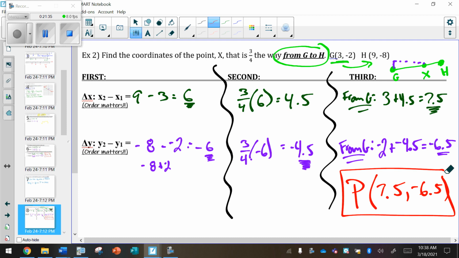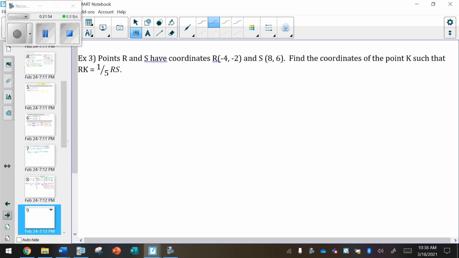Now, order here does make a difference. From G towards H, I went 3/4 of the way. If I wanted to go from H and end up with the same coordinate, I would go backwards 1/4 of the distance from H towards G. So the order and the direction does make a difference as to our final answer.